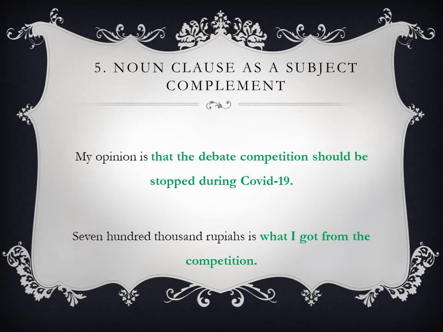The next example: 700,000 rupees is what I got from the competition. The linking verb is "is," and the noun clause "what I got from the competition" modifies or describes 700,000 rupees.